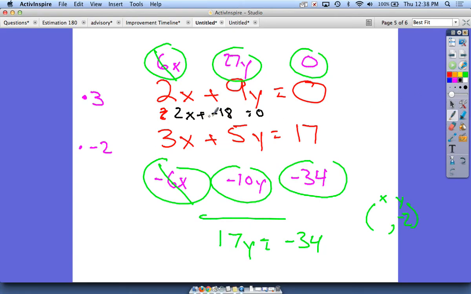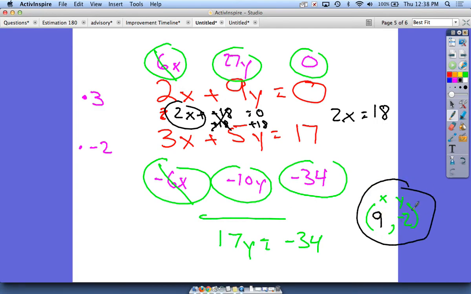Now my problem is 2x plus -18 is 0, so I'll get rid of this -18. I'll add 18 to get rid of that. I'll add 18 over here. So now I'm left with 2x equals 18. So x has to be 9. So your answer for this one should be 9, -2.